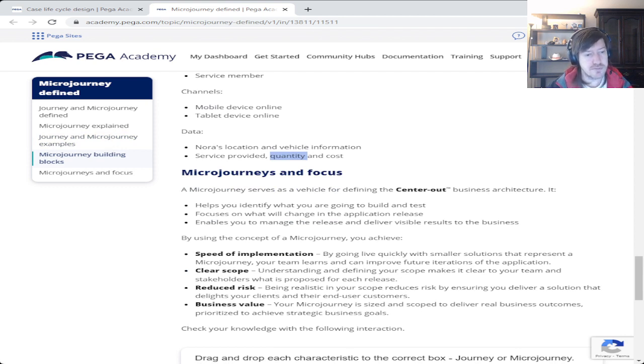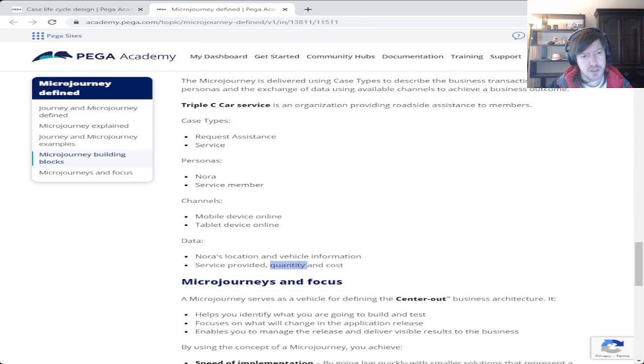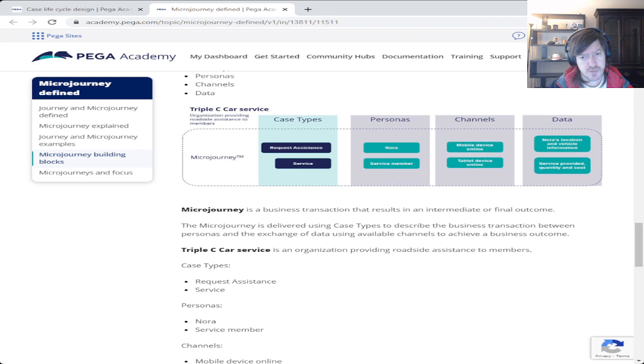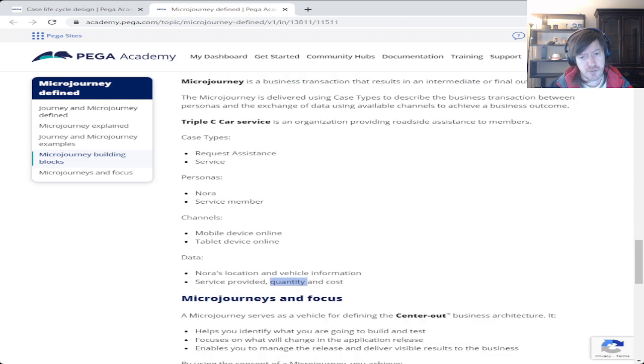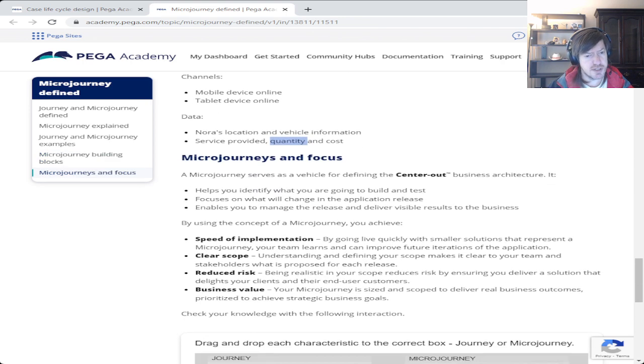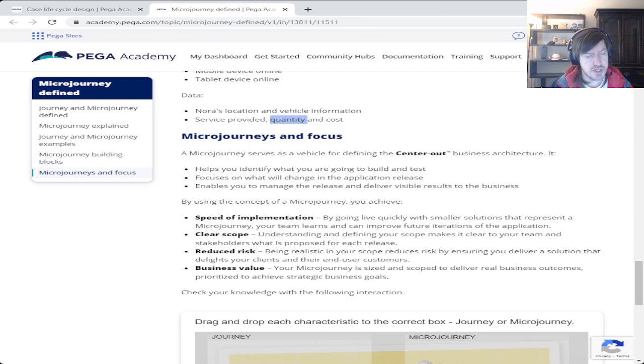Maybe they need to clarify that particular word, like maybe parts used or something along those lines. Quantity makes no sense in this particular context whatsoever. You know, John goes to assist the member, so service provided and cost. I have no idea what quantity is all about. That makes no sense.